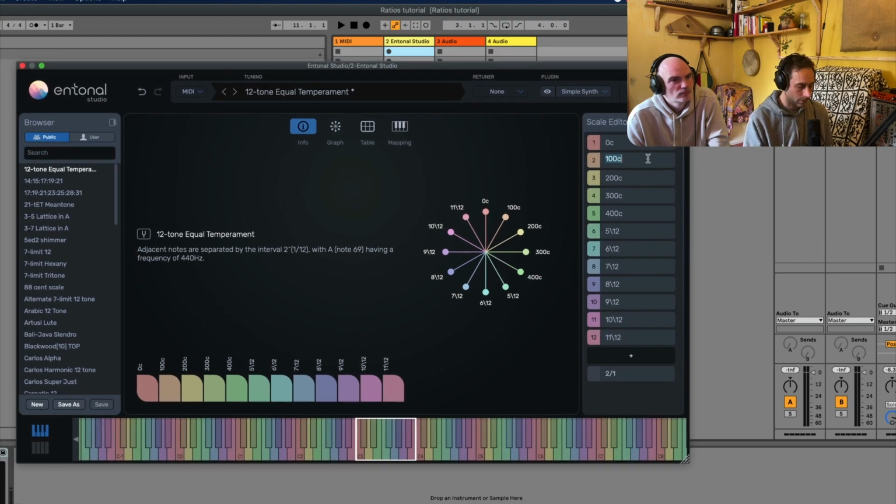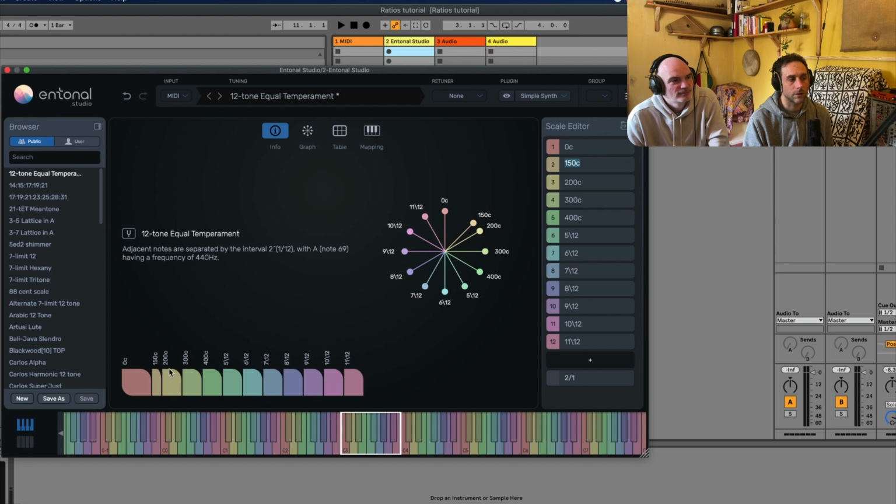And so we could go to, say, 150 cents, which is half of a semitone. So these are semitones. So let's compare that to 100. Now, if we put that back to 150, you can see now that's a bigger interval there between the C and the C sharp.